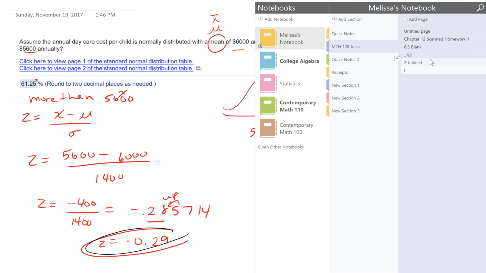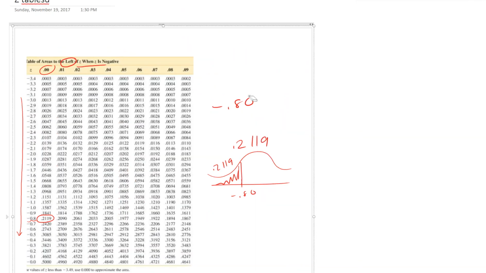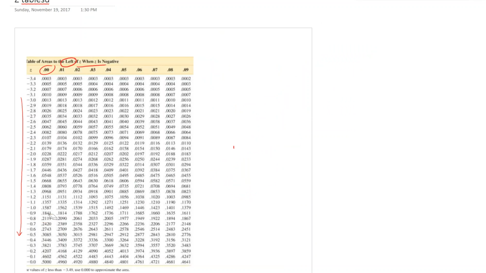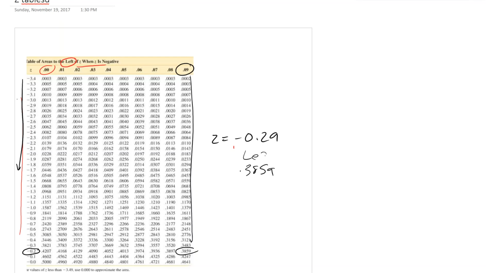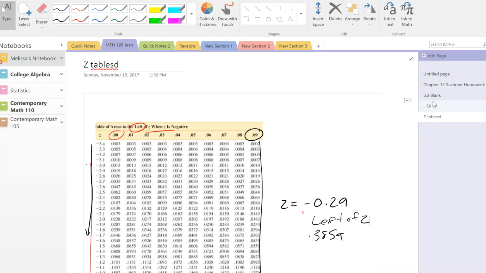I'm going to go to my z table now to find negative 0.29. Looking in this first column here, I'm looking at negative 0.2. Make sure you're not looking at the 2 point there. You're looking at 0.2, and that's down here. And then I'm looking in the hundredth position for the 9. Joining this together is going to land me on my area, 0.3859. This is always area to the left of your z. So 0.3859, I'm going to go back to my picture and put that in my picture.